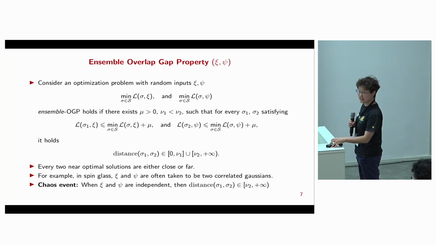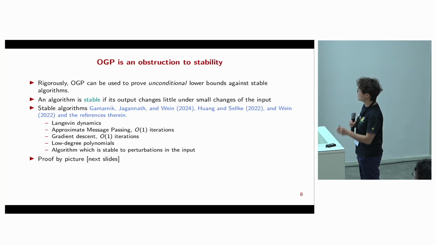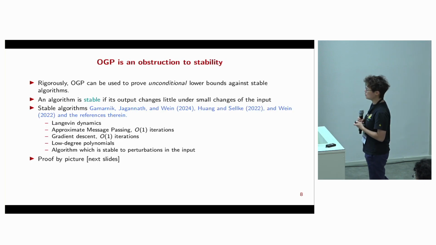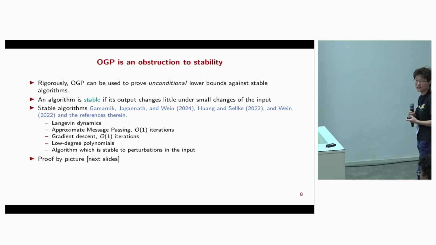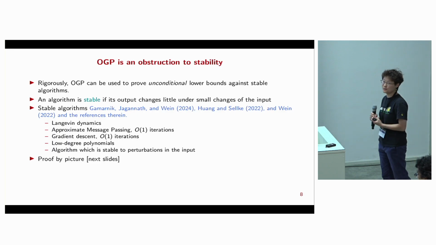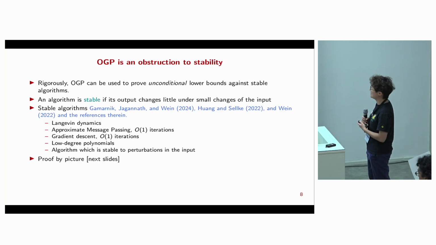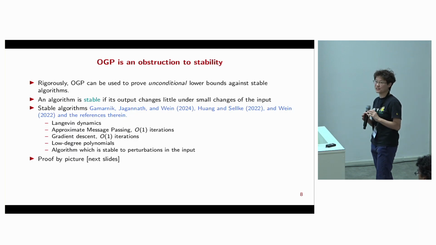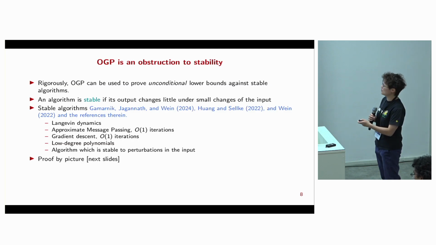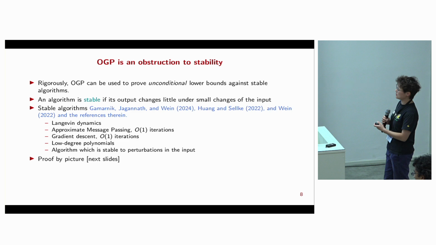Okay, so why is OGP successful? There are two reasons. One reason is that rigorously, OGP can be used to provide unconditional lower bounds against stable algorithms. What is a stable algorithm? It just means that if you change your input a little bit, the output also changes just a little bit. If this is not a randomized algorithm, say a deterministic algorithm, it just means that the function is Lipschitz. There are a lot of algorithms that are known to be stable in different situations, like Langevin dynamics, approximate message passing with an O(1) number of iterations, and so on.